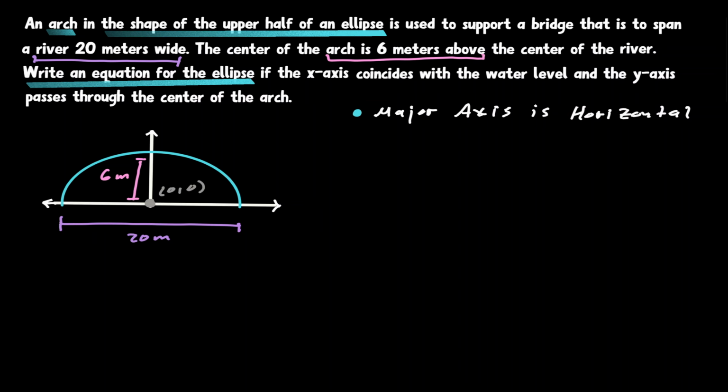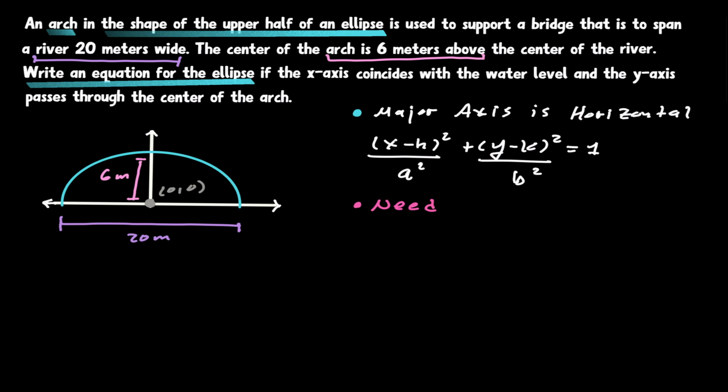Well, if the major axis is horizontal, then we can use the equation of (x minus h) squared plus (y minus k) squared equals 1. But then the length of a will be underneath the x term. So let's write a squared under the first term and b squared under the second term. And now that we know which equation we should consider, let's remember what exactly we need every time we want to define the equation of any ellipse.